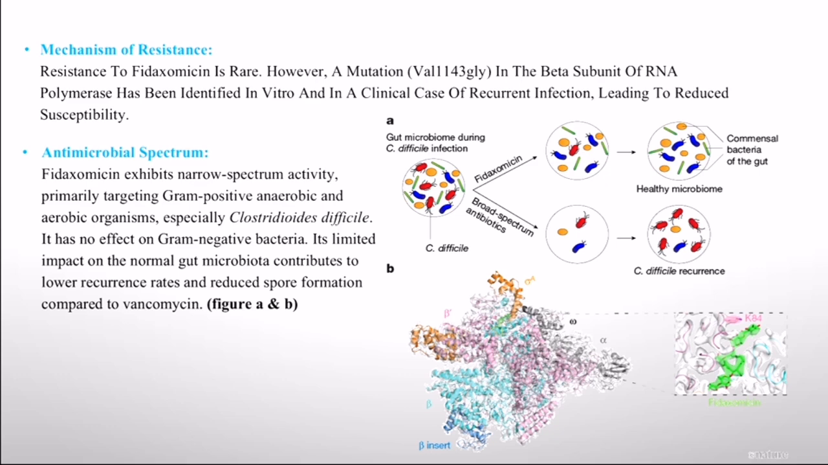Antimicrobial spectrum. This antibiotic has a narrow spectrum of activity, primarily targeting gram-positive anaerobic and aerobic organisms, especially Clostridium difficile. It has no effect on gram-negative bacteria. It has limited impact on the normal gut microbiota, which contributes to the lower recurrence rate and reduced spore formation compared to vancomycin.